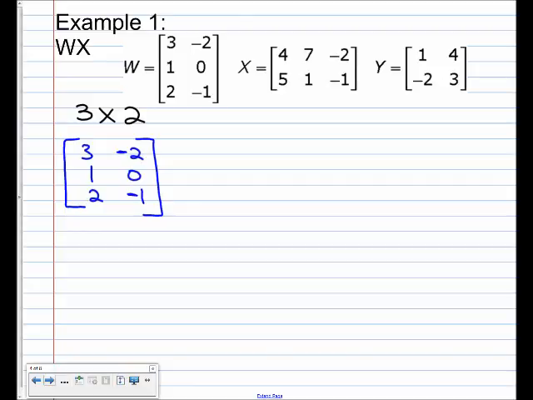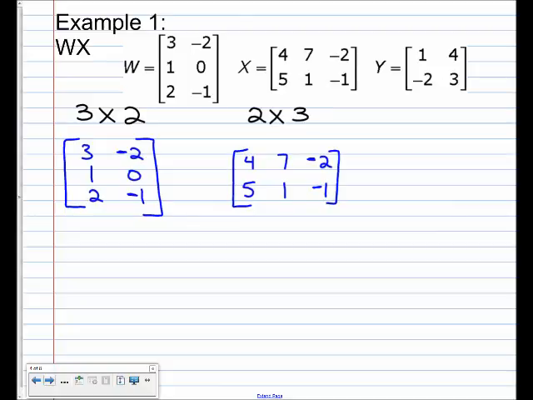Then I'm going to write the other matrix, matrix X, which is 4, 7, negative 2, 5, 1, negative 1. What are the dimensions of matrix X? A 2 by 3.